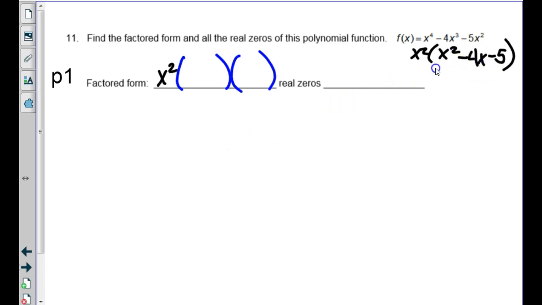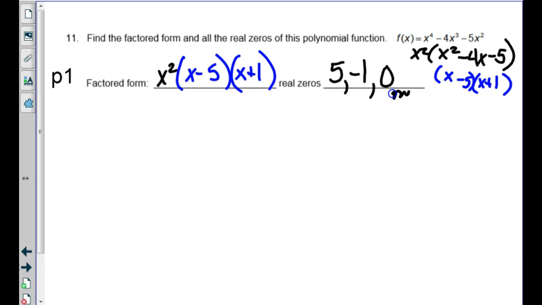Okay, how do we factor this part? Factors that make -5 but add up to -4. So what are the real zeros? You happy? Because I'm not. Yeah, if x squared equals 0, there's a 0. It's actually multiplicity 2. You don't have to write that on this question, but it means it would bounce there, right? But it is a 0. Any question?